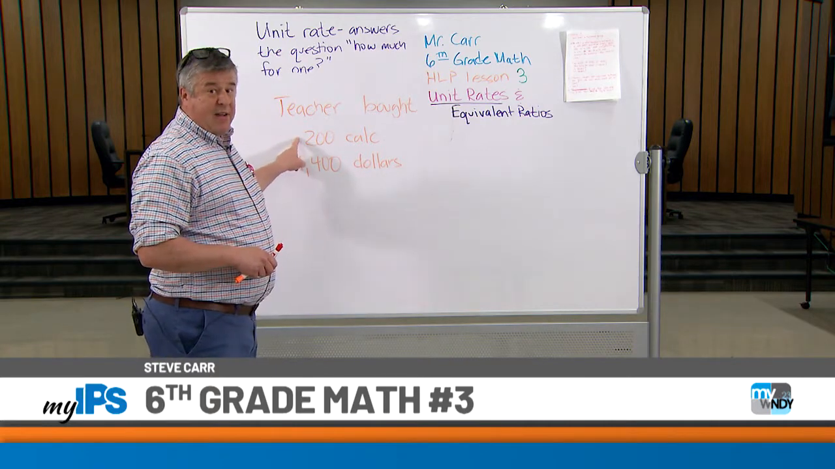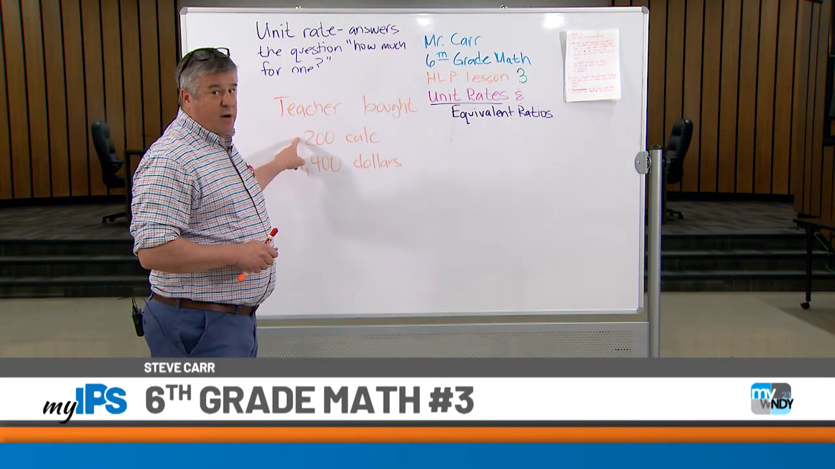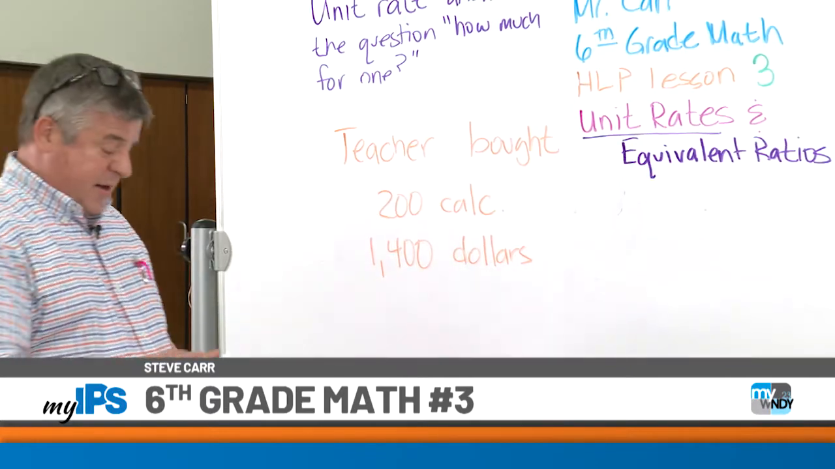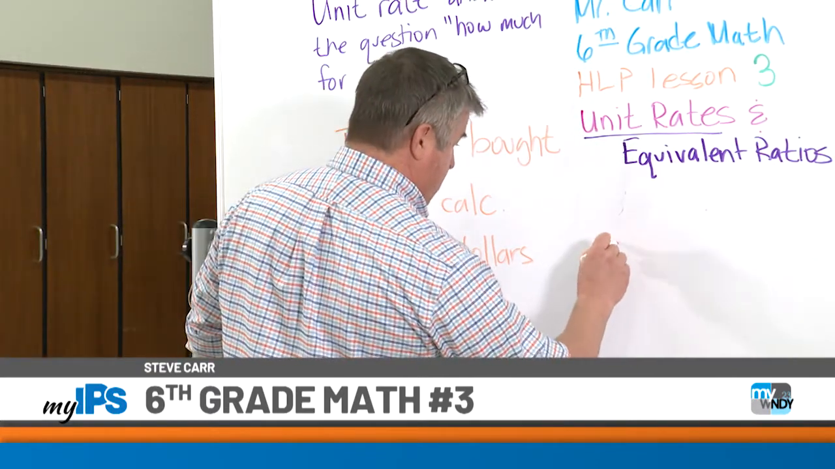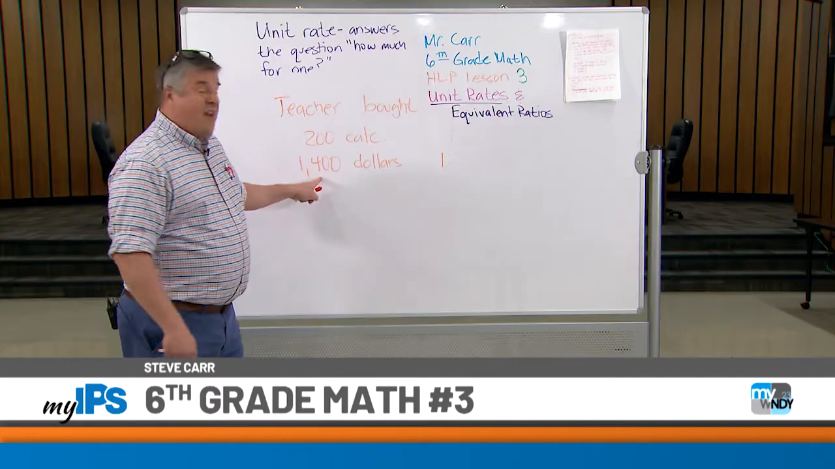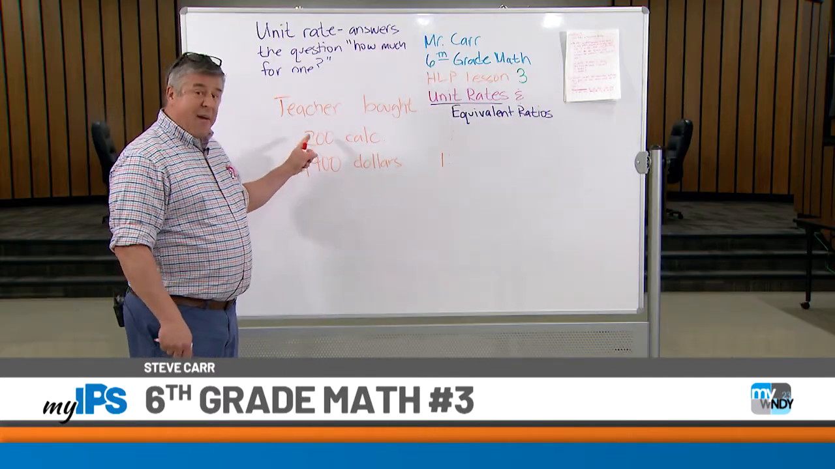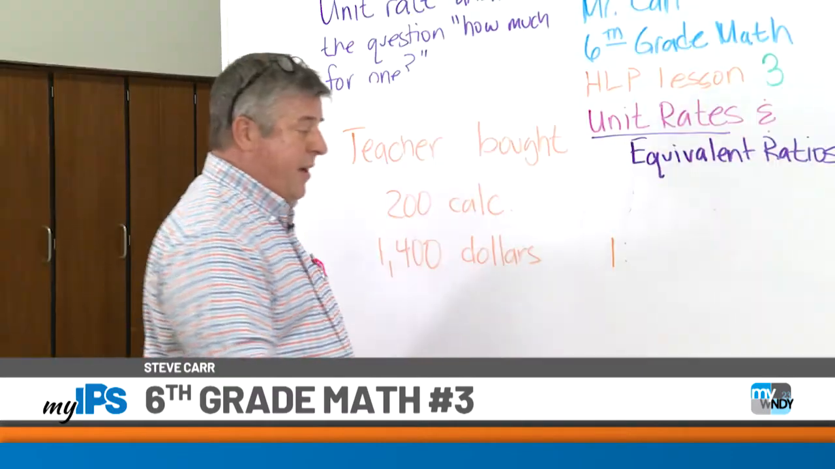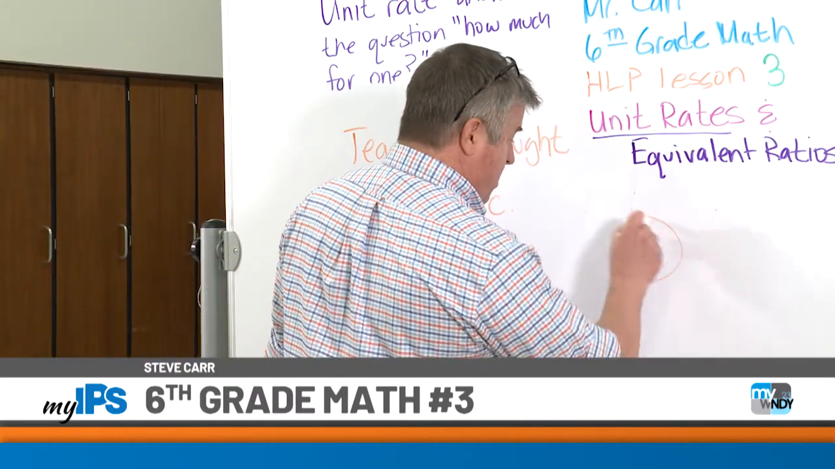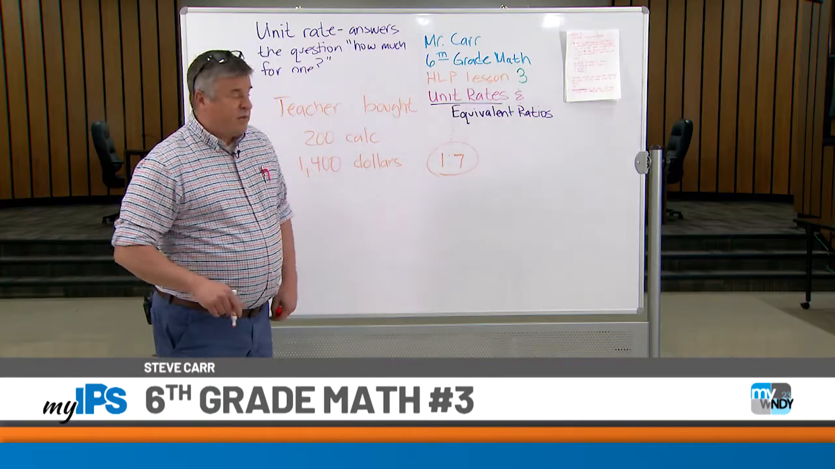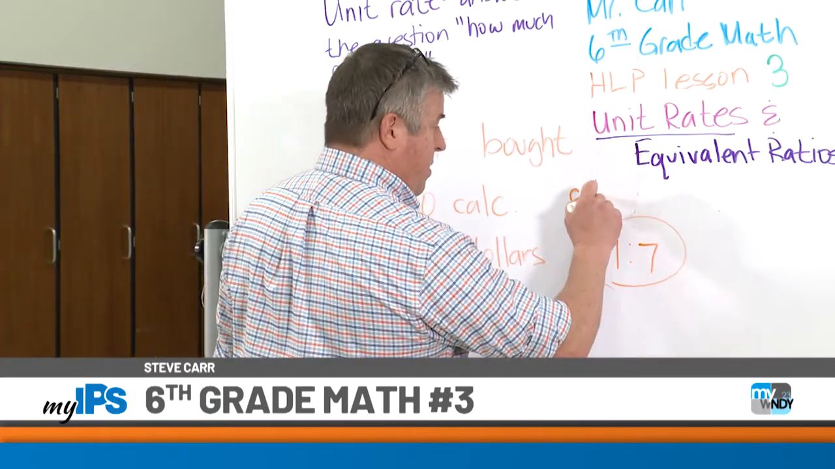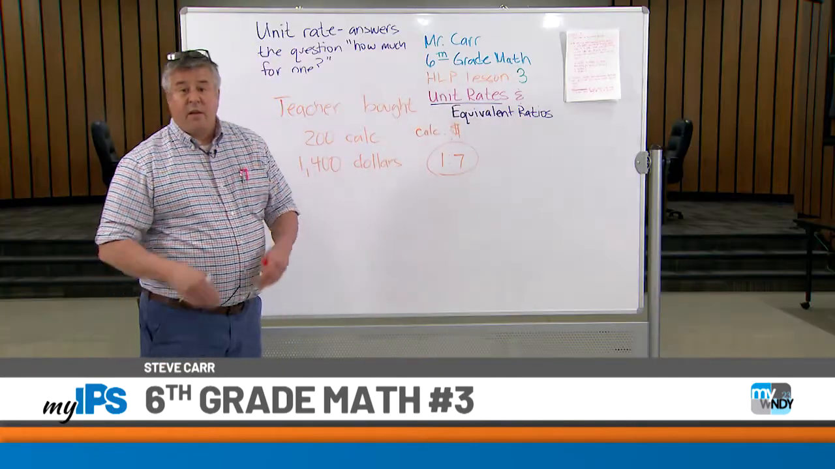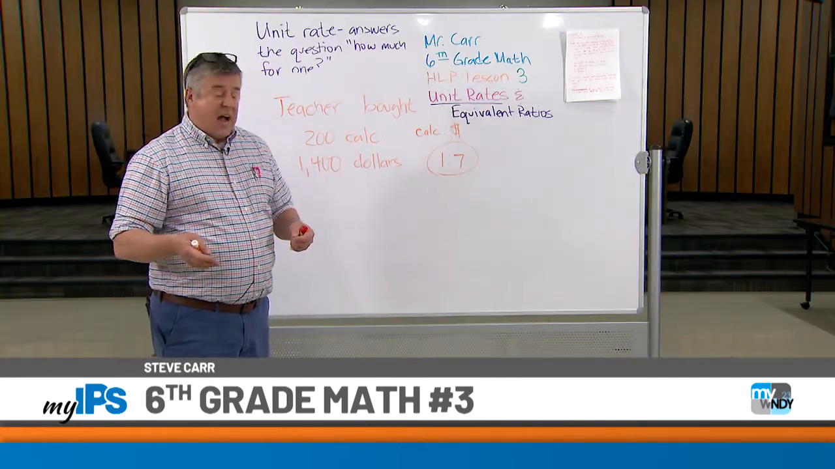We've got 200 calculators here, so we're going to have to split it into 200 pieces. That's division. 200 divided by 200 gives us 1 calculator. 1,400 divided by the same 200 is going to give us 7. 1 calculator costs $7. How much would 60 calculators cost?